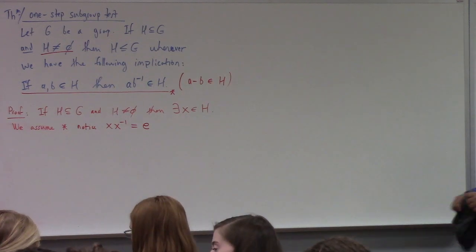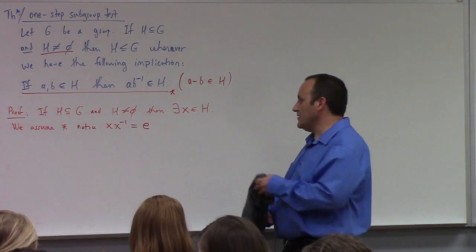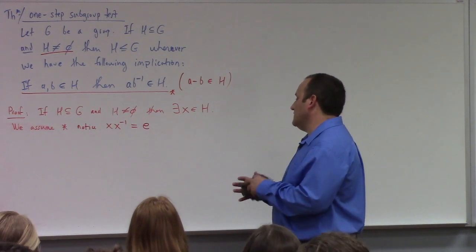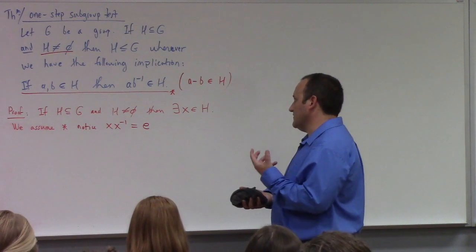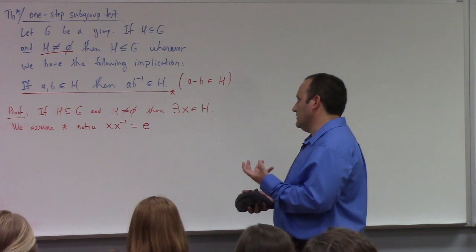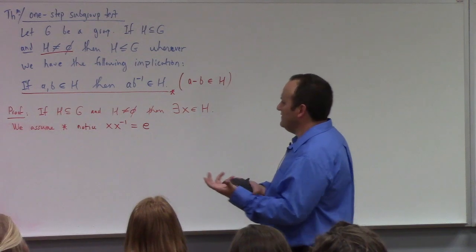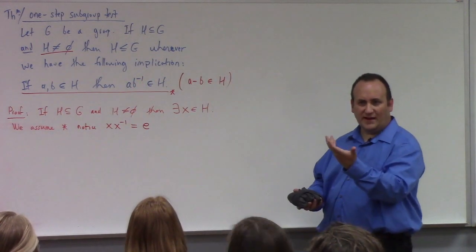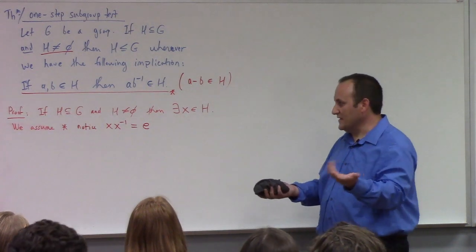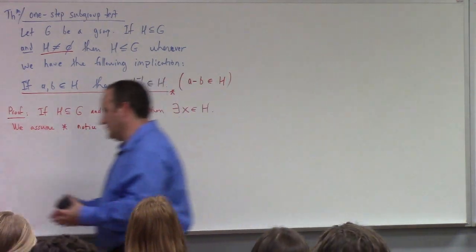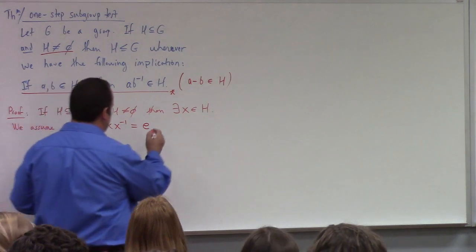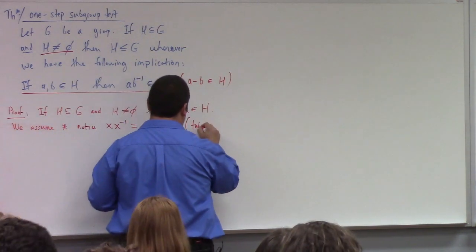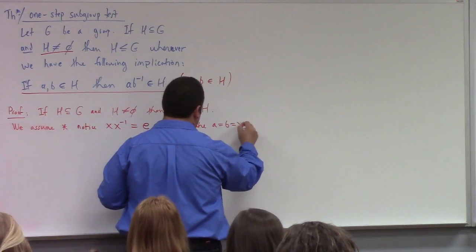So what we have is the assumption that whenever A and B are in the subgroup, then AB inverse is in the subgroup. The trouble I'm having mentally is how do I know that... oh, I'm an idiot. It's A equals B equals X, right? So by assumption, X inverse equals E is where? It's in H. So just take A equals B equals X in star.